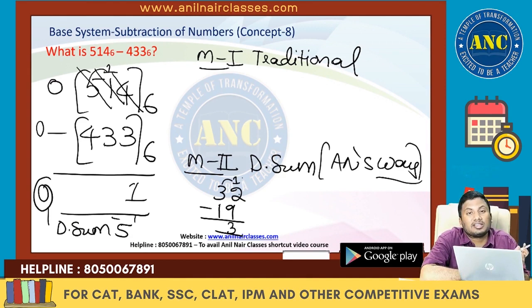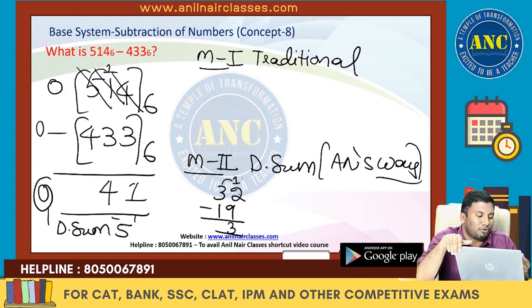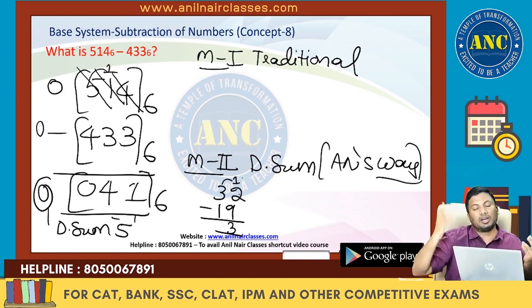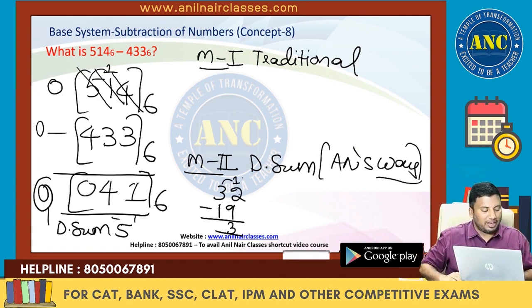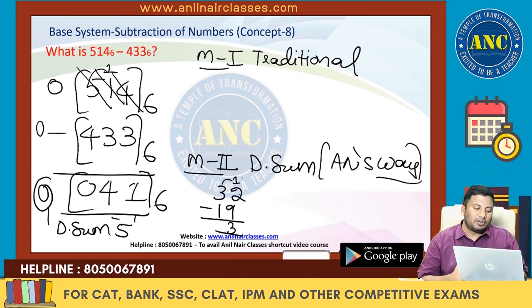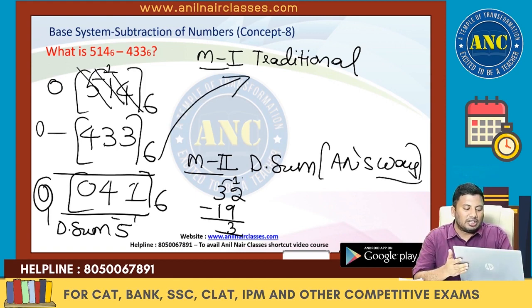Similarly, 1 carried. 1 in base system 6 is 6. 6 plus 1 is 7. 7 minus 3 is 4. 5, 1 is taken out, remaining 4. 4 minus 4 is 0. See here, finished. 4 plus 1 is 5. 5 divided by 5 has remainder 0. Just by looking at the question, this is the traditional method. The answer is the digital sum approach.